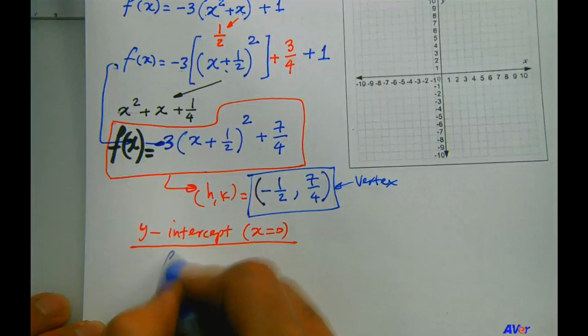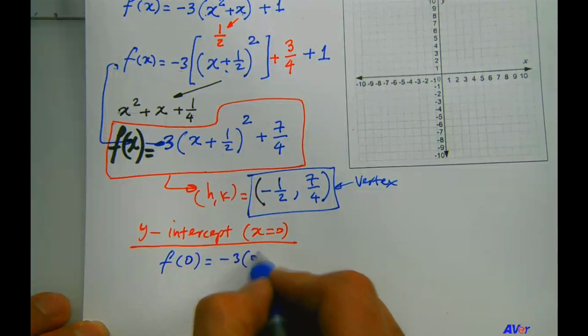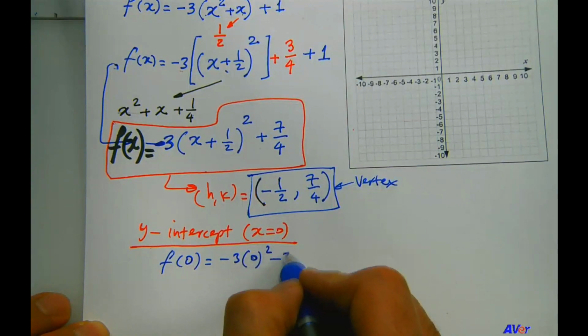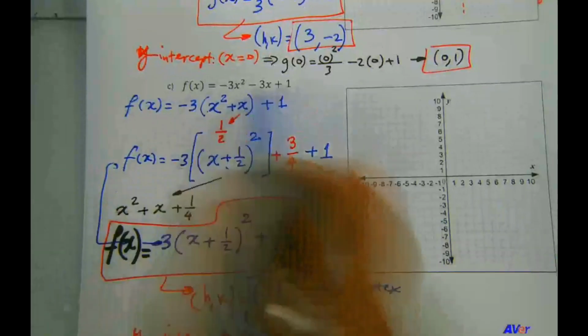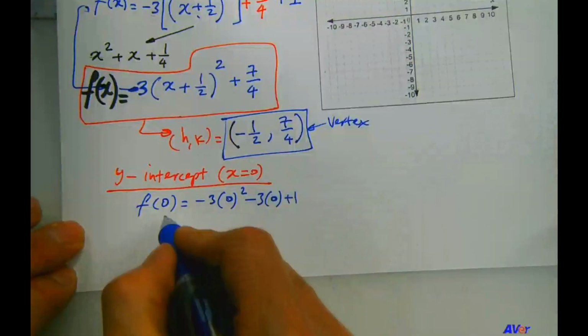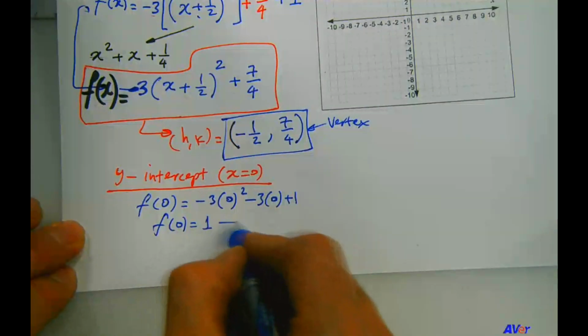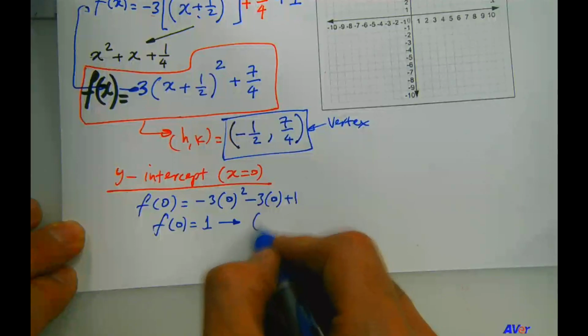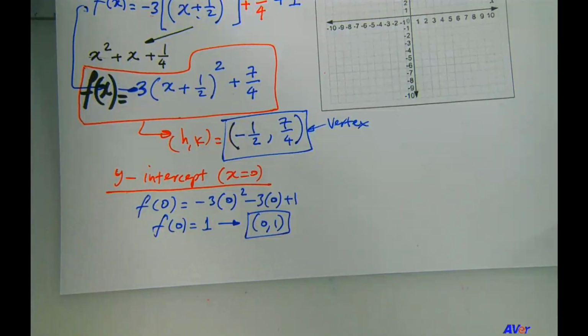So then we have function at 0 equals minus 3 times 0 squared minus 3 times 0 plus 1. I just substituted for x with 0 in that equation here. Okay? So we end up with f of 0 is equal to 1. Or the y-intercept is 0, comma 1. That's the y-intercept.